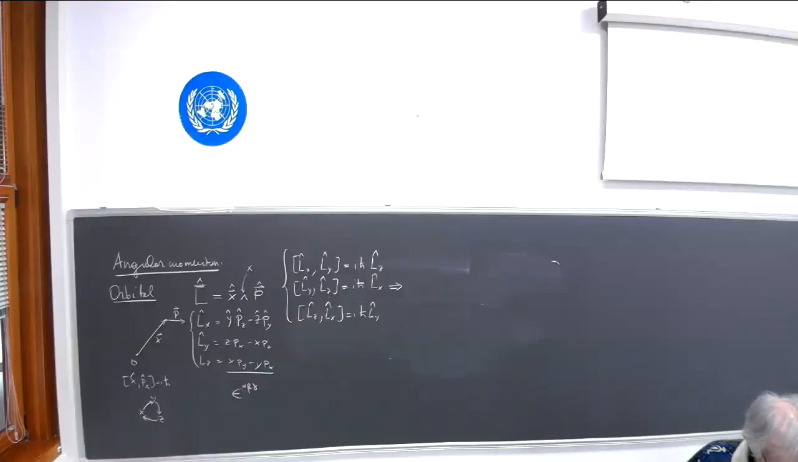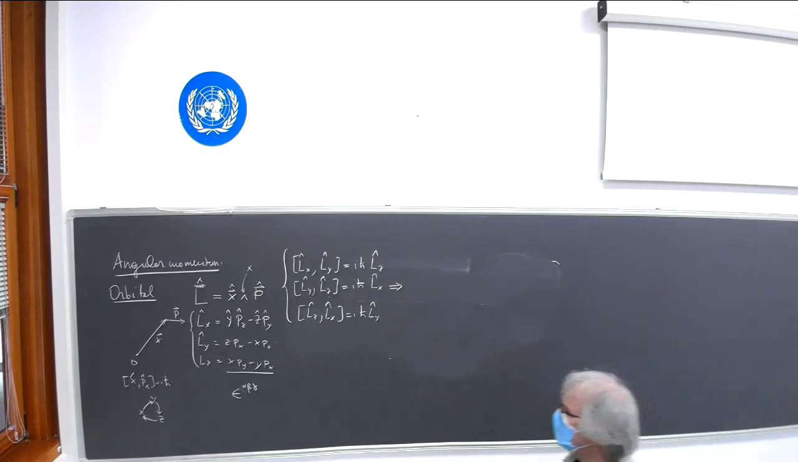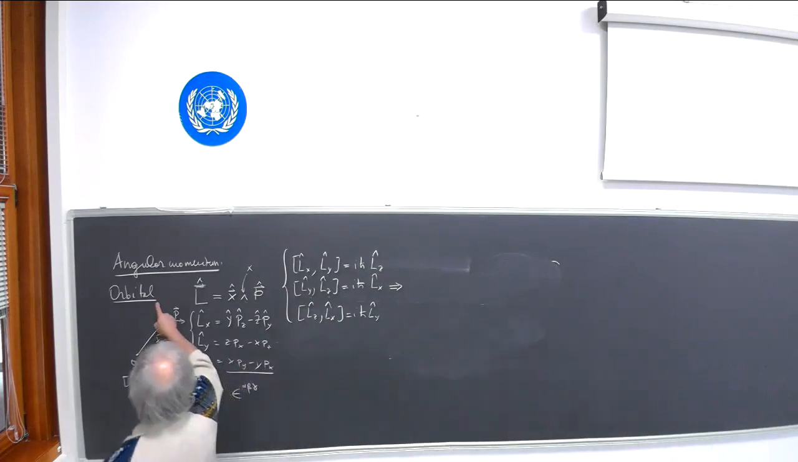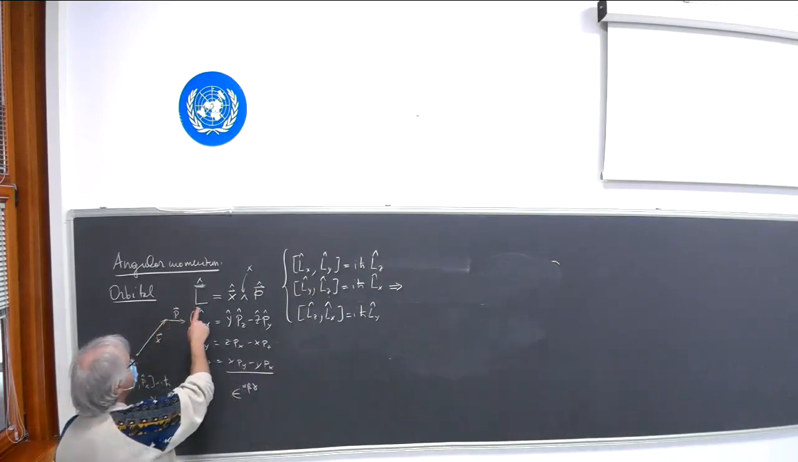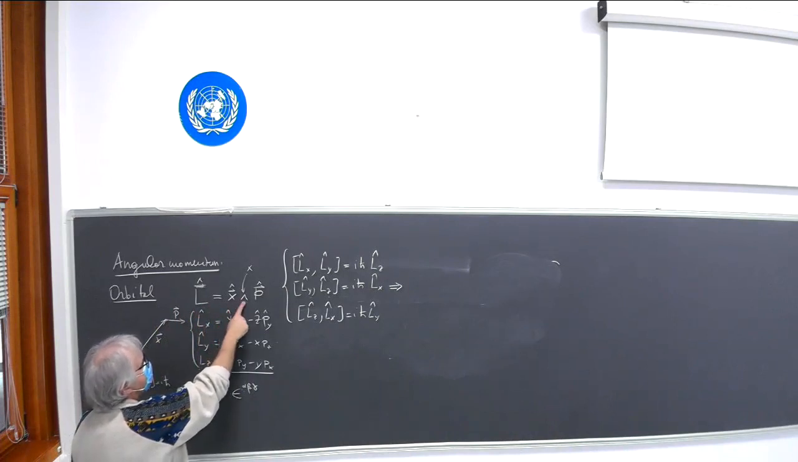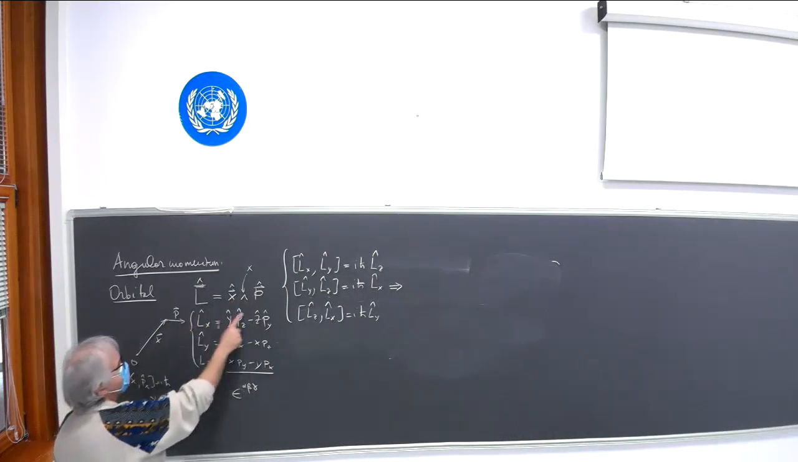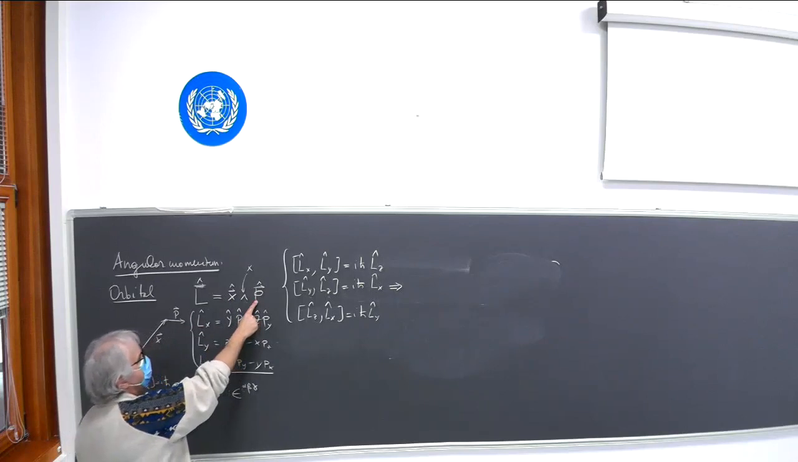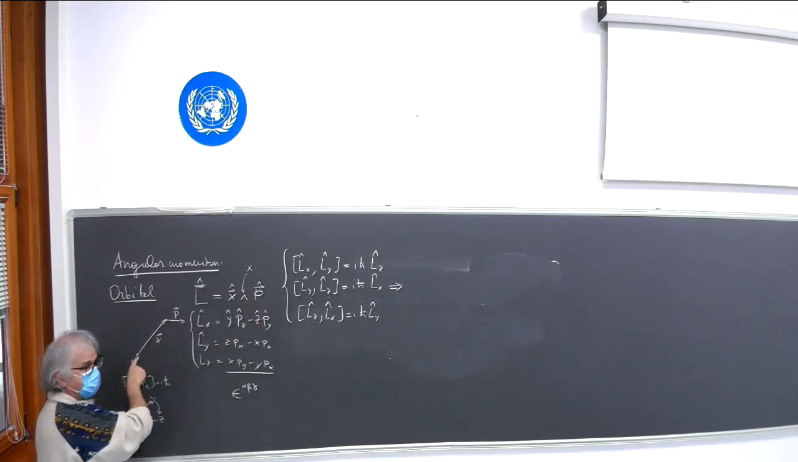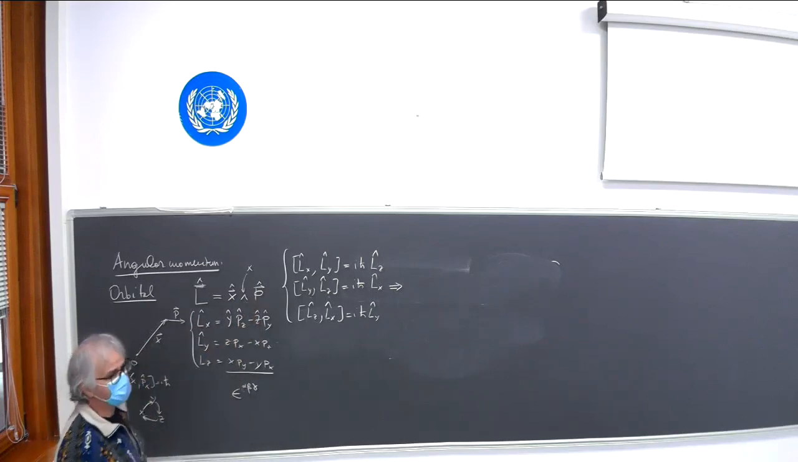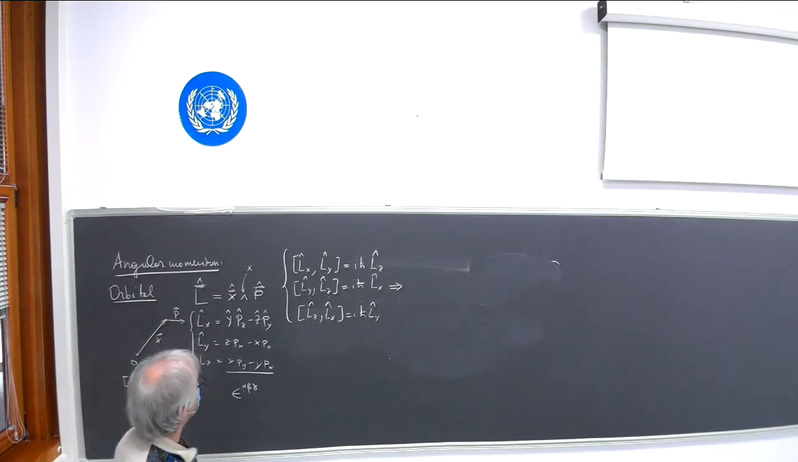So the subject of the lecture is angular momentum. I start from the orbital angular momentum, which in classical mechanics is defined to be the vector product. The symbol × denotes the vector product of the position with respect to some origin and the momentum of the particle. The origin is important, okay? In general, you change the origin and the angular momentum of the particle changes.